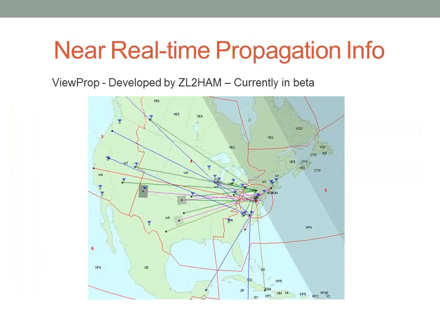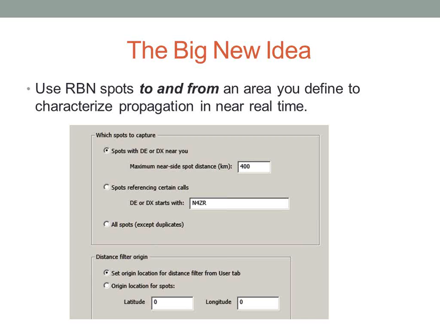And here's another tool which I want to introduce today and encourage everybody to take a look at. It's called ViewProp, and we can talk a lot more about that. But what it does basically is it uses all those duplicate spots to sort out spots to and from an area you define, your neighborhood, if you will, places where you can hear stuff that other people in your neighborhood can hear, to characterize the propagation that affects you in something close to real time.